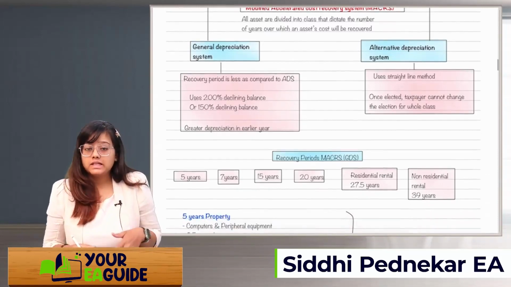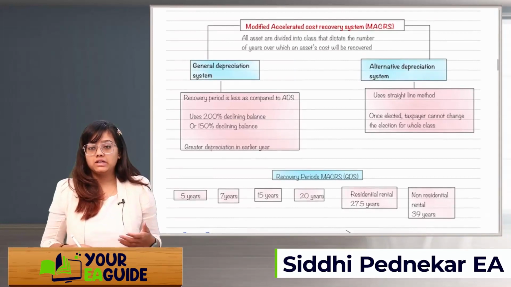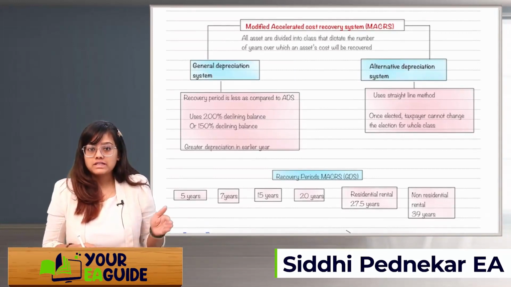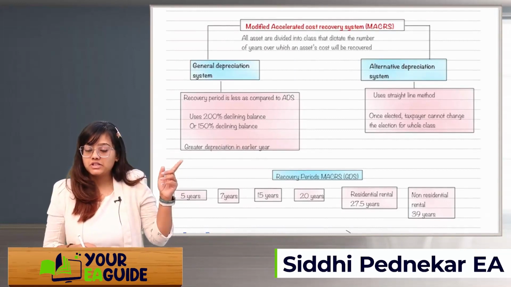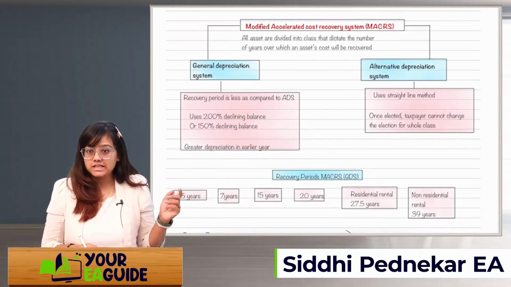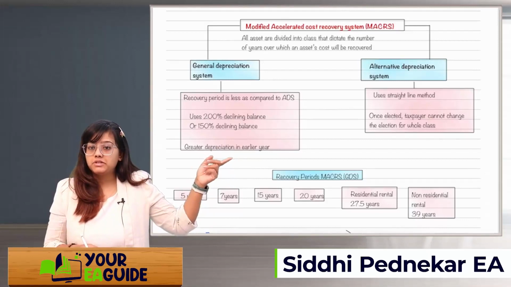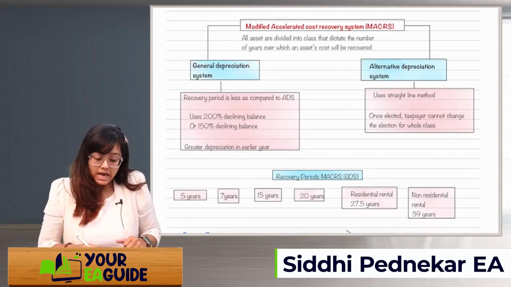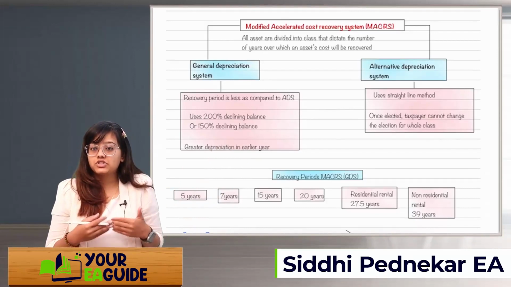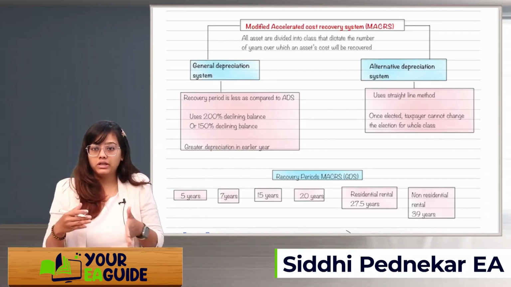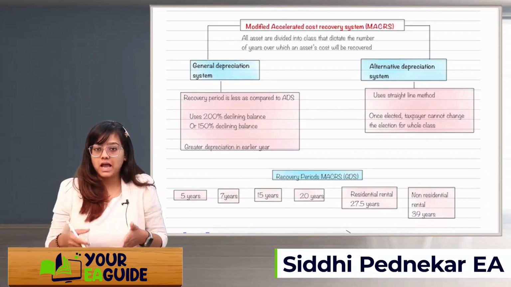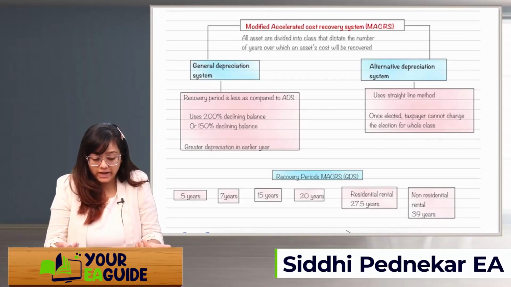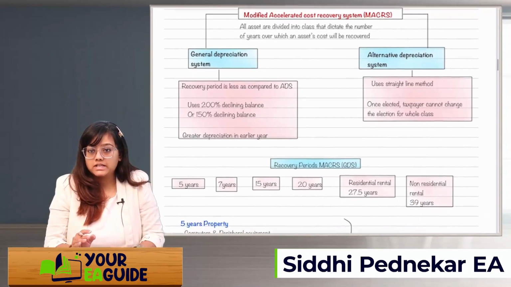Okay. So let's see, if I talk about MACRS, in MACRS also there are two types of depreciation. First is the general depreciation system, which is called GDS. Second is the alternate depreciation system, the ADS system. I'll talk first about ADS. ADS is nothing but a straight line method. Over the years, the depreciation is calculated based on the life of the asset. All right, so it is called ADS.